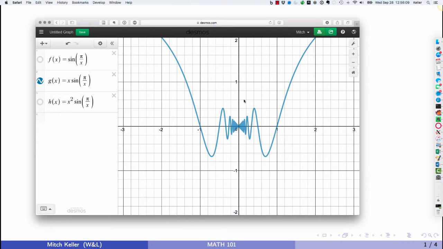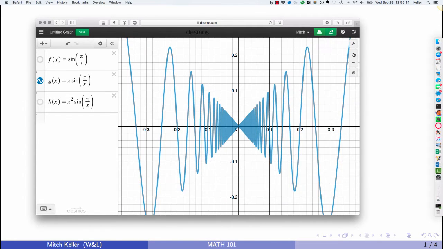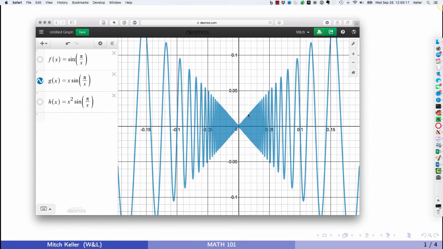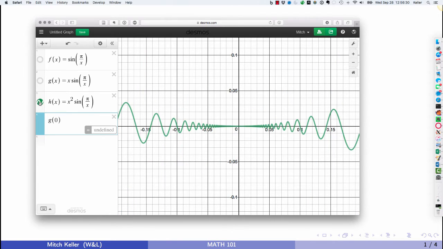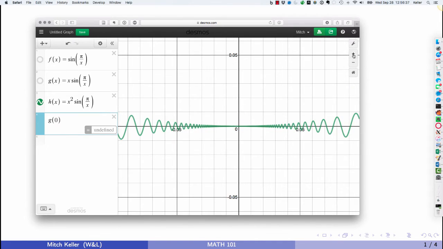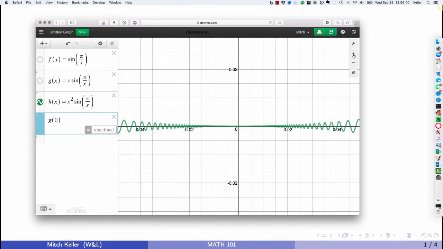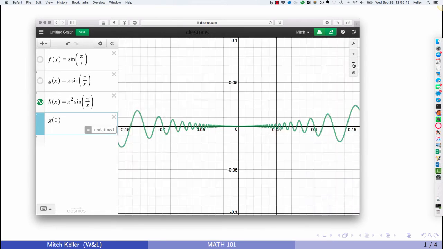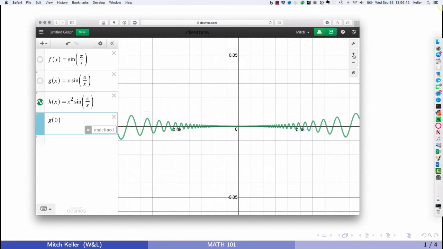But if we look at this, which is the function x times sine of pi over x, and we zoom in, boy, it seems like the limit there should be 0, even though g of 0, right, if we ask Desmos what's g of 0, it says undefined because we've got division by 0 going on. Similarly, if we look at h of x, which is x squared times sine of pi over x, that seems to be approaching 0 as well. But why? What can we say about that?